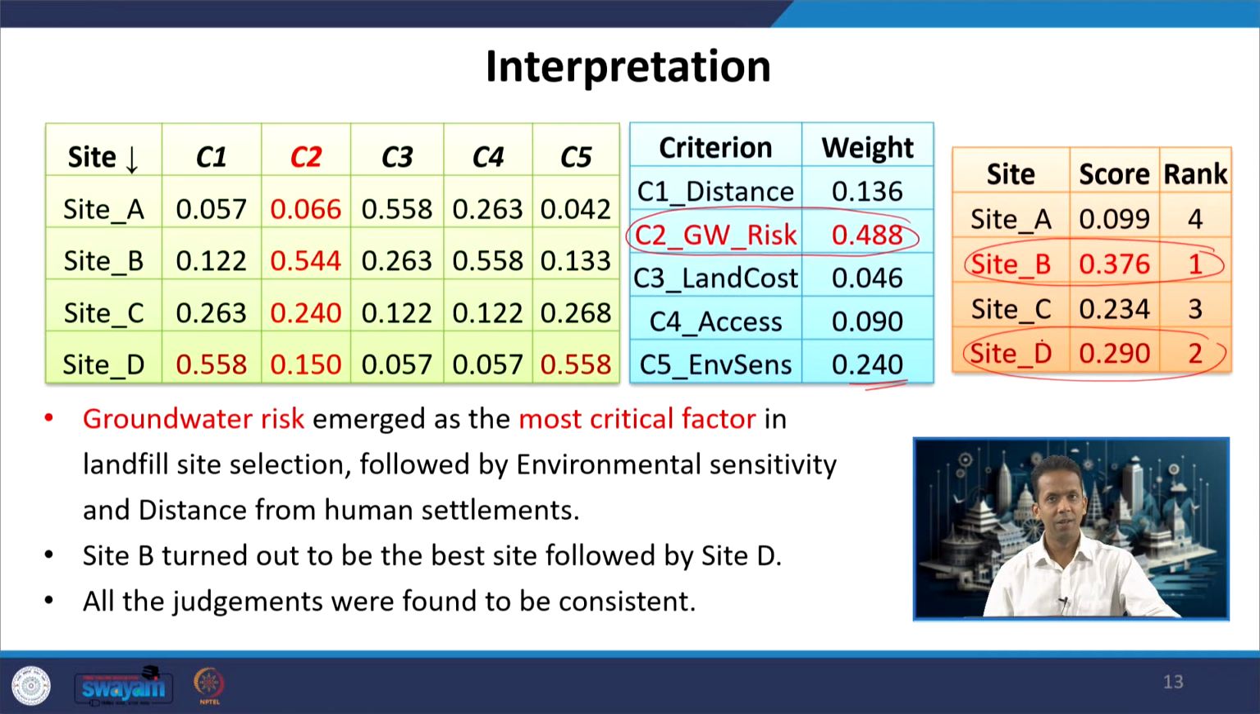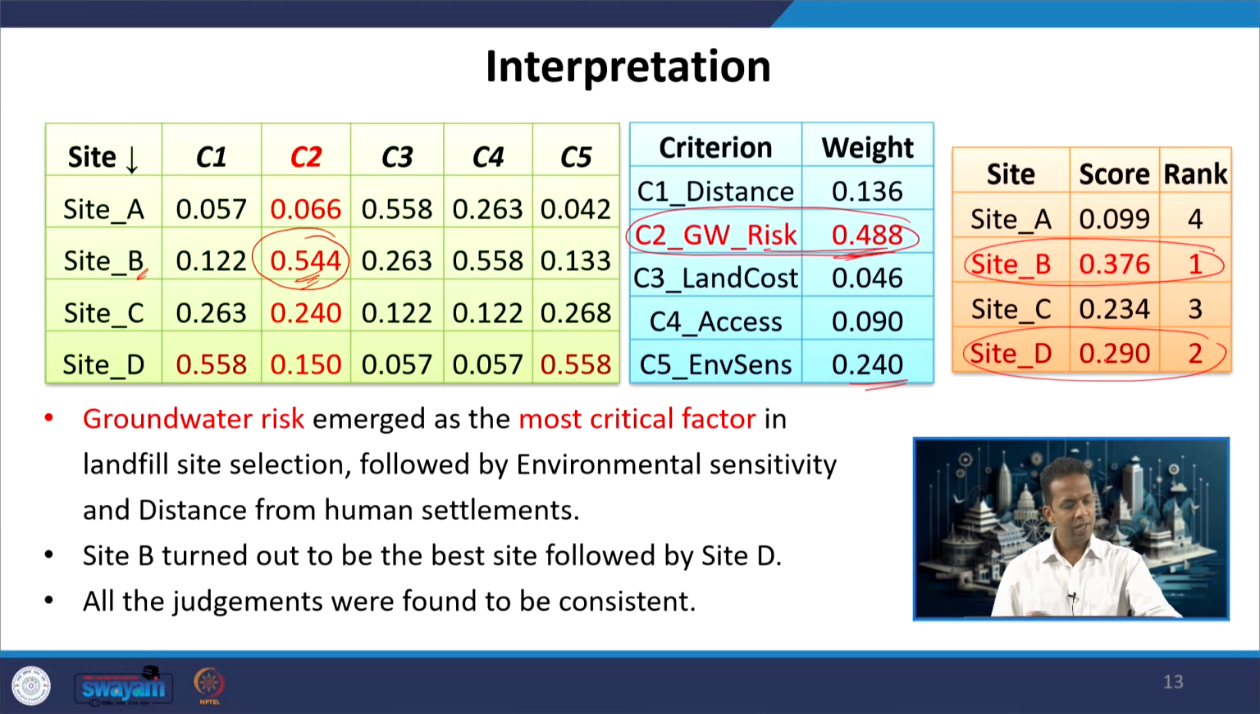Okay. Now, why is site B coming out to be the first? Because site B is scoring highest in the criteria having highest importance. So, groundwater risk has 48% importance and site B scores significantly higher than all other sites in this particular criteria. Now, why did site D come out to be the second best?